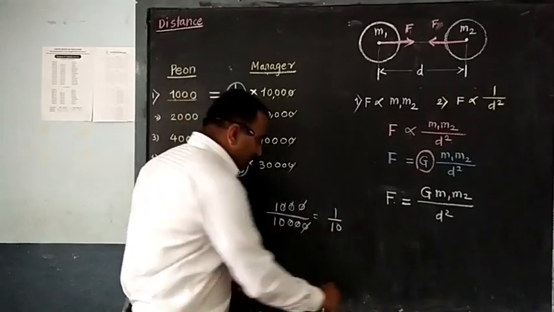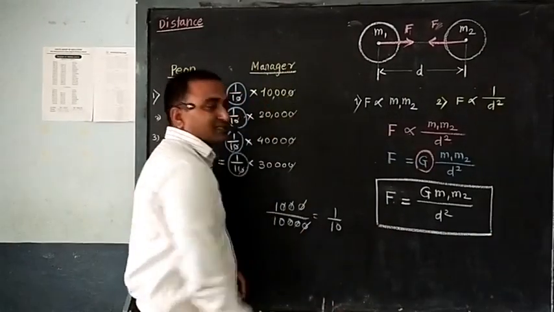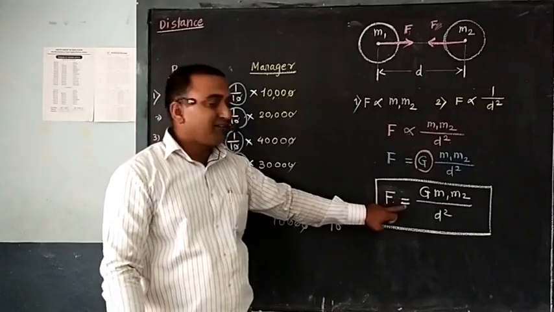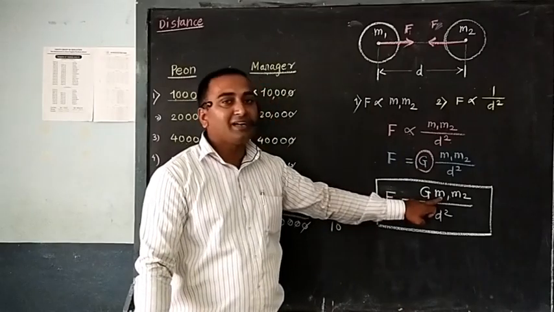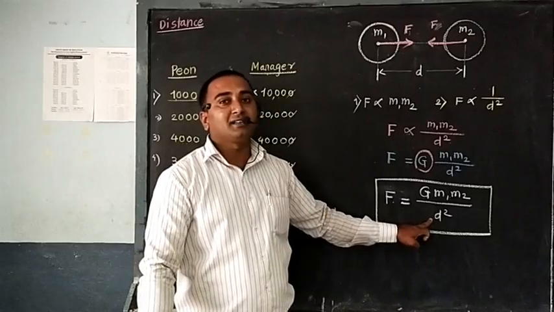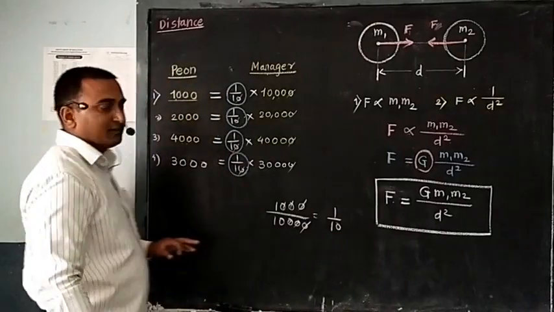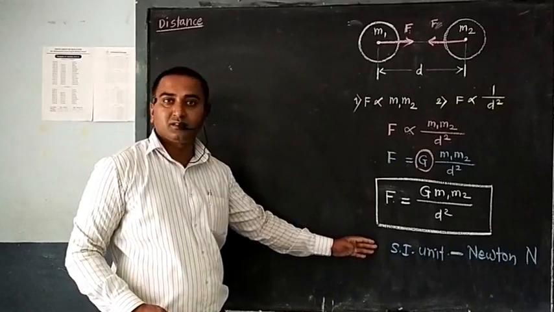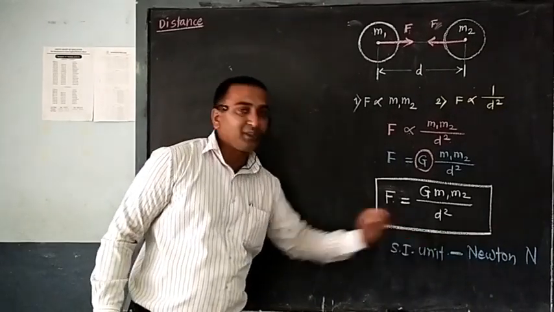So finally we have reached the formula of gravitational force between two objects. What is that? Gravitational force between two objects is equal to the gravitational constant into the mass of the first object into the mass of the second object, divided by the square of the distance between the two objects. What is the SI unit of gravitational force? Definitely, as it is force, the SI unit of gravitational force is also Newton.